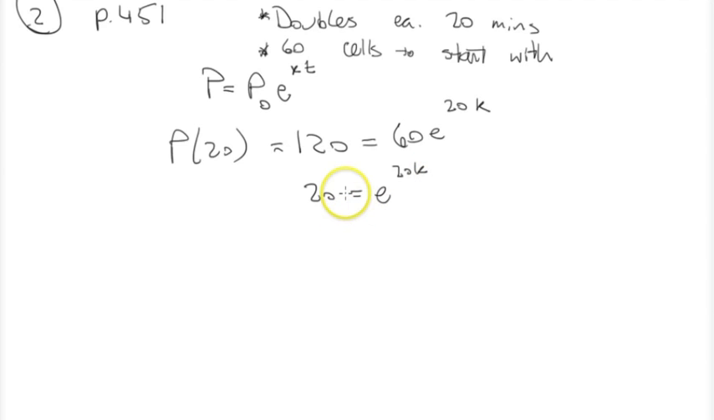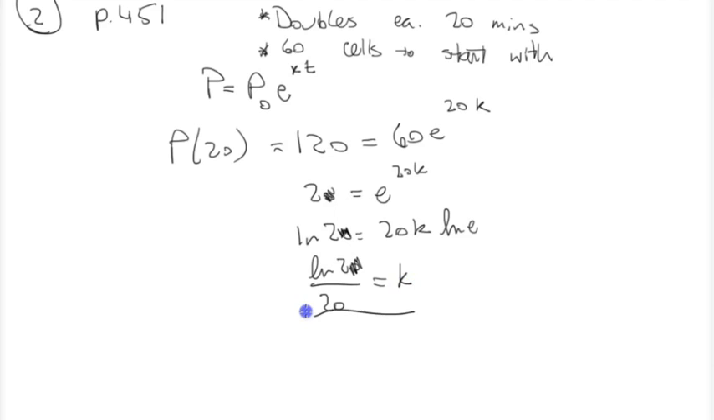2 is equal to e to the 20k, and we can take the natural log of both sides. So that will be the natural log of 2 is equal to the natural log of this, and since this is in the exponent, it can come out as a coefficient. So we get 20k times natural log of e, and that's 1, so we can ignore that. Oh sorry, this is not 20, that's a 2. The natural log of 2, my bad, 120 divided by 60 is 2. The natural log of 2 over 20 is equal to k.